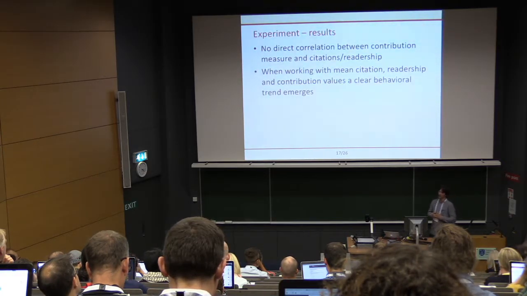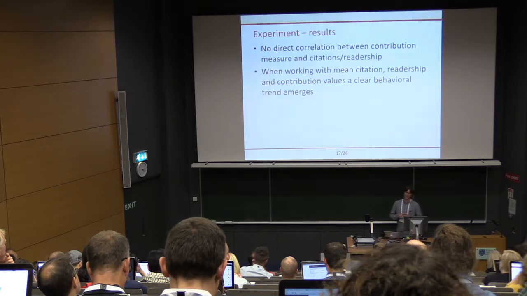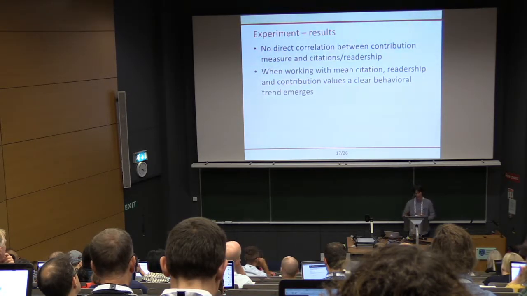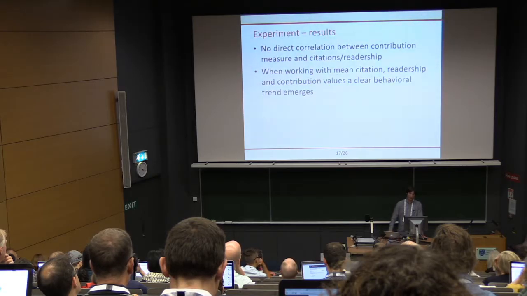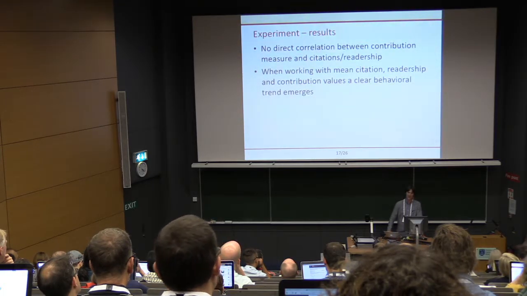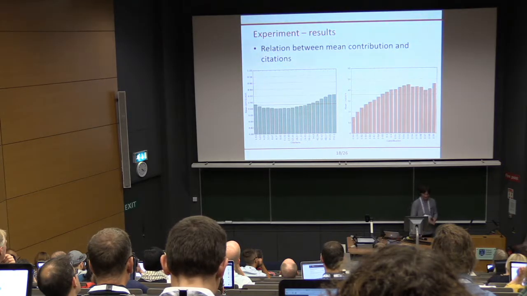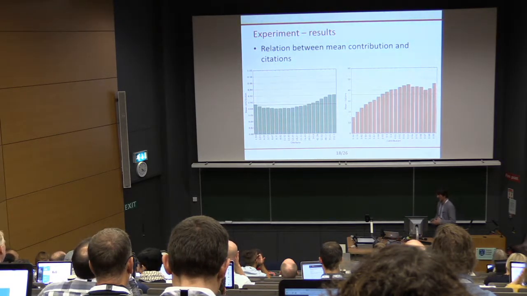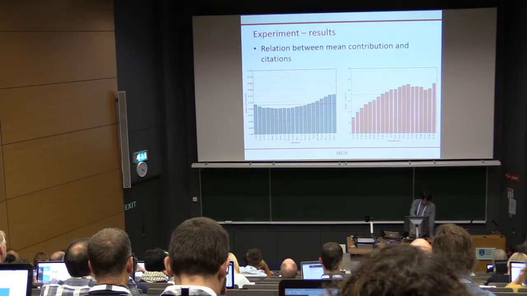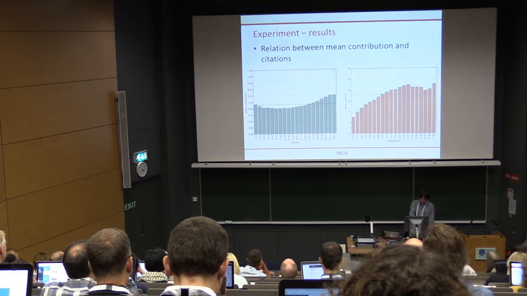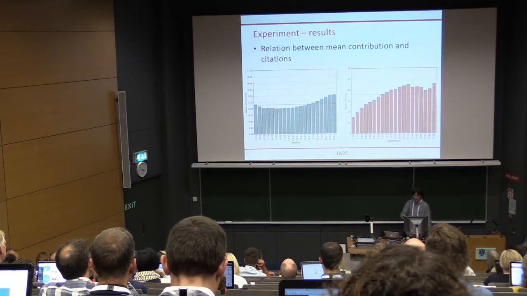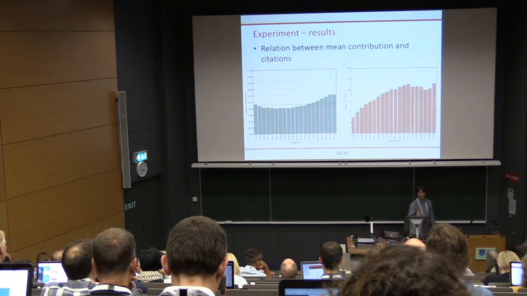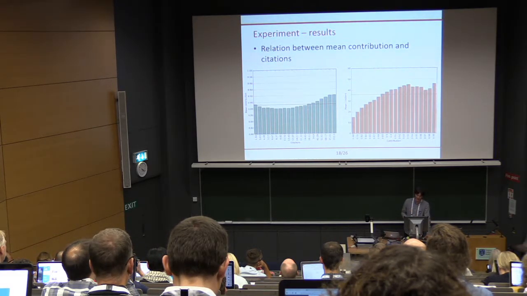But then we started working with mean citations and readership, and mean readership and contribution values, and we saw certain trends emerge. On the left side, you can see citations on the x-axis and contribution values on the y-axis. We can see that with a growing number of citations, the average contribution rises, which is something we would expect.